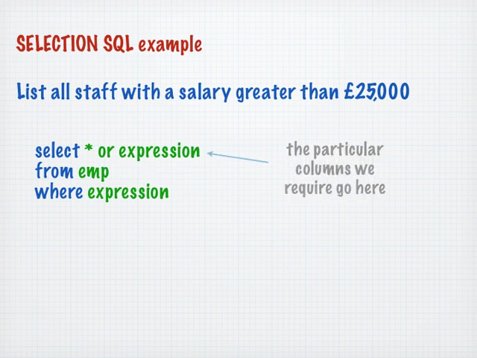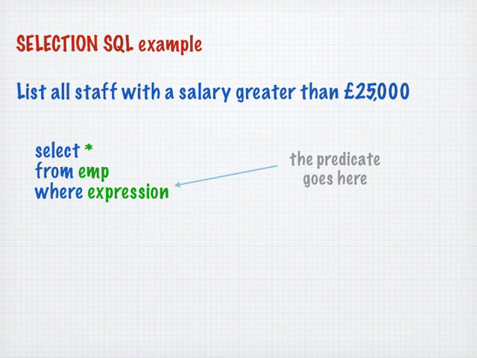Step 2, write down the particular columns that we require. Now if we want all the columns, then we could use the star, or we can actually write down particular columns. Now this question just says show all staff. It doesn't explicitly list any particular columns that we're interested in, so I'm going to use the star here to show me everything.